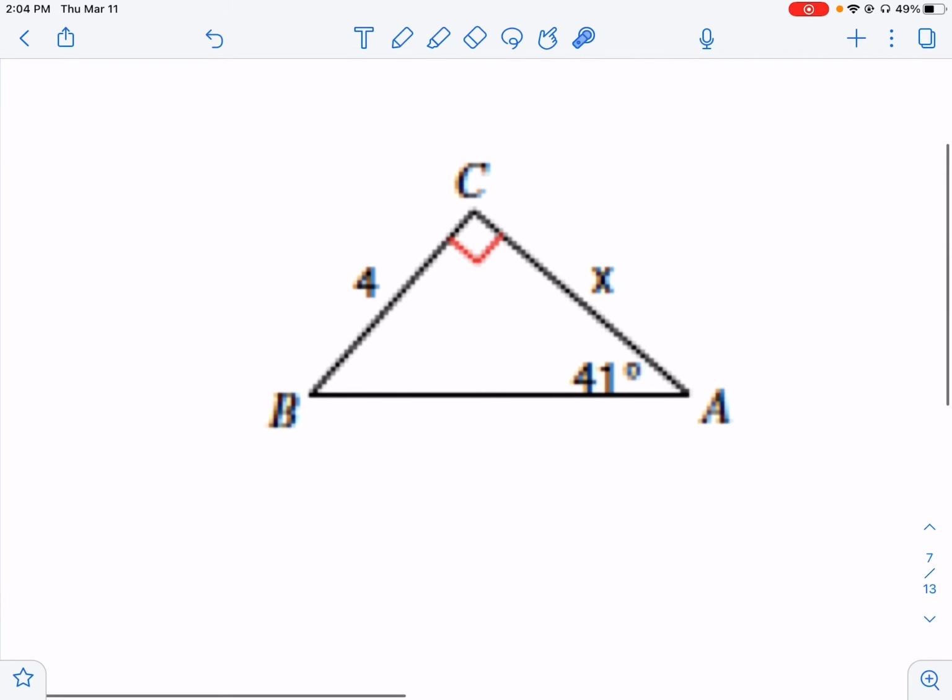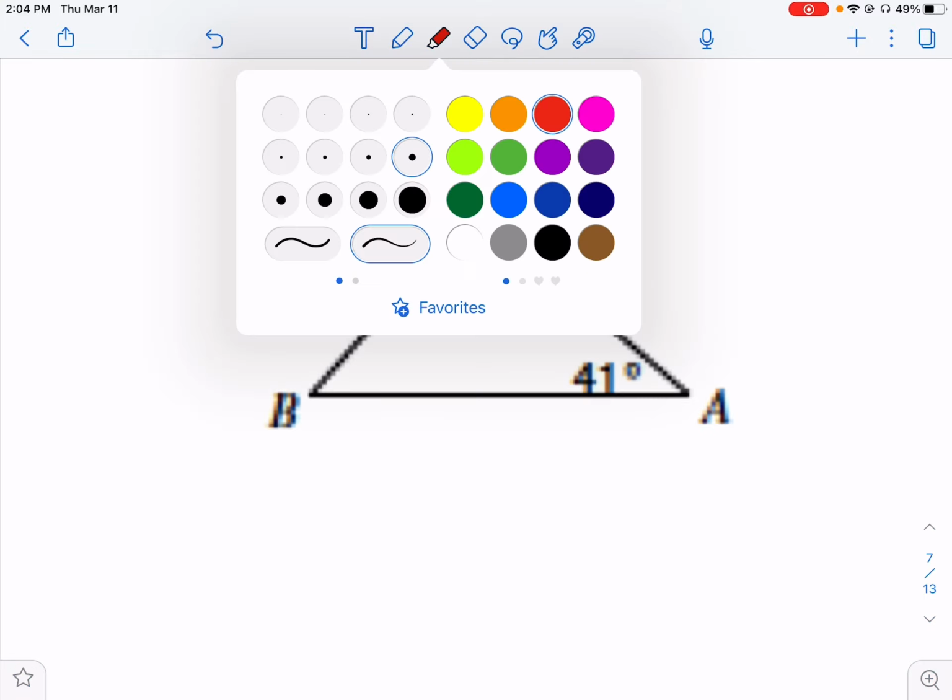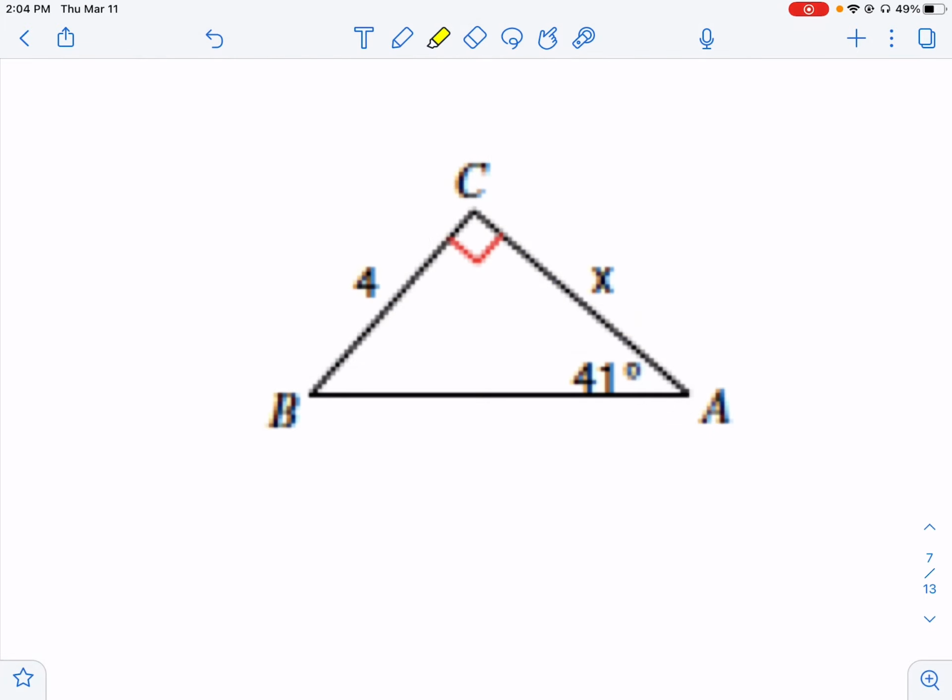So if we zoom in and look at this triangle here, we're always going to base it around the angle that we know. So we have 41. From here, I can go ahead and label my triangle.